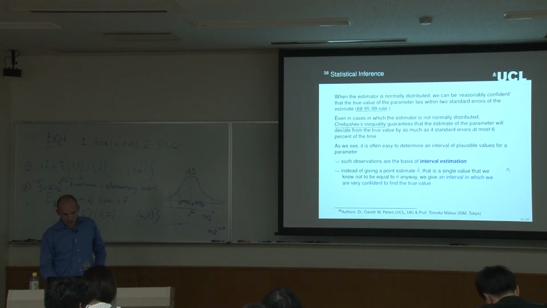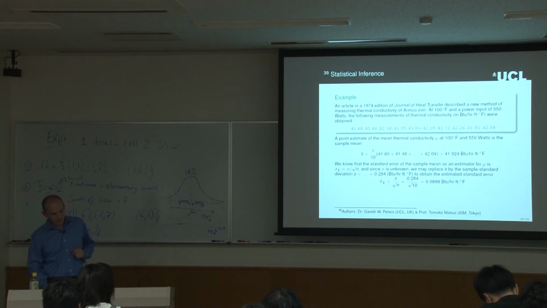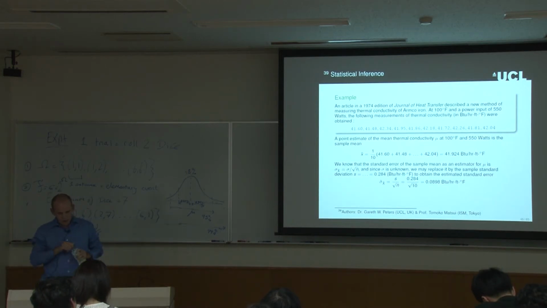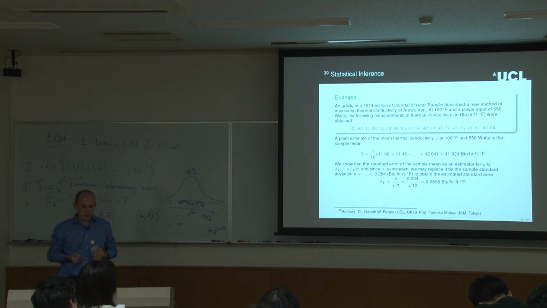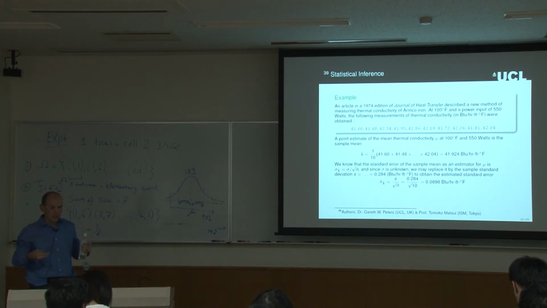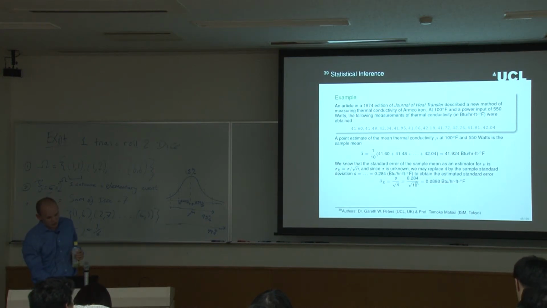These ideas are the basis of interval estimation, confidence intervals. Instead of giving a point estimate, which is just a single value and obviously is not equal to theta anyway, we want to give this interval. So let's look at an example from an old journal article about heat transfer: thermal conductivity in Armco iron, if you're familiar with that. We have these measurements of thermal conductivity. It doesn't matter what the example is here. This is just data, the same as when you have some data, you're going to want to do some statistical inference and hypothesis testing. It's trivial to calculate the sample mean: add them up and divide by 10. There are 10 values here.